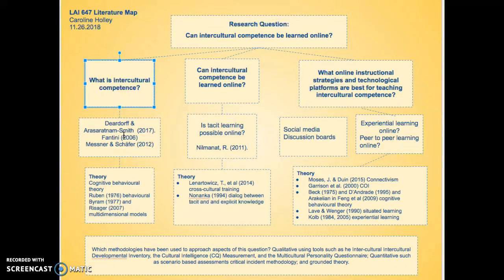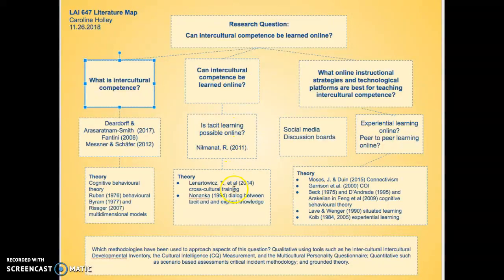So intercultural competence is traditionally taught in a face-to-face setting through actual intercultural exchange, ideally. But now that we have Web 2.0 and a number of online learning tools and strategies that are quite sophisticated, there's more opportunity for intercultural interactions online. And so we get to this question of, can intercultural competence be learned online?